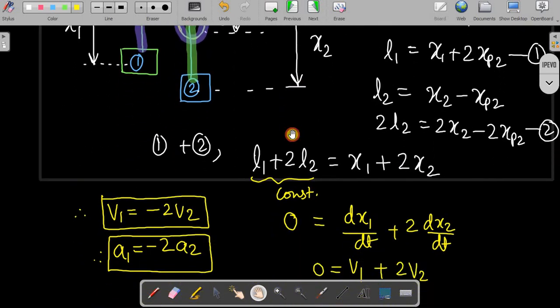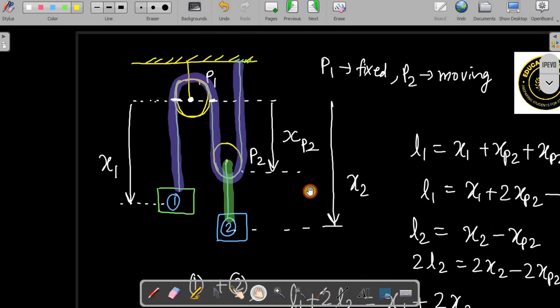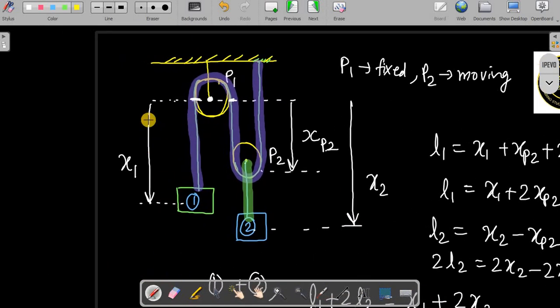What is the shortcut for this? For the shortcut, we should know about virtual work, or work done by tension, internal forces. Work done by internal forces is 0 here. Let's first see tension. If I take this as tension, this also tension, this also tension, this pulley is balanced, so there will be 2T tension here. So this is going up. Let's say this tension is acting in this direction, right?